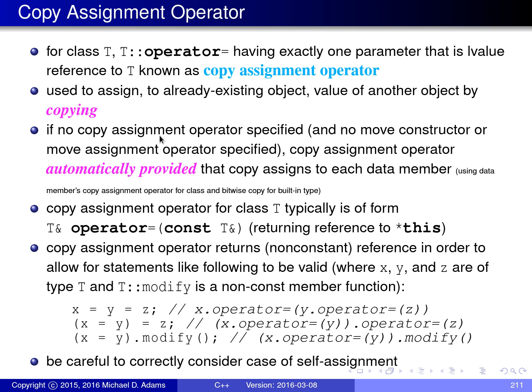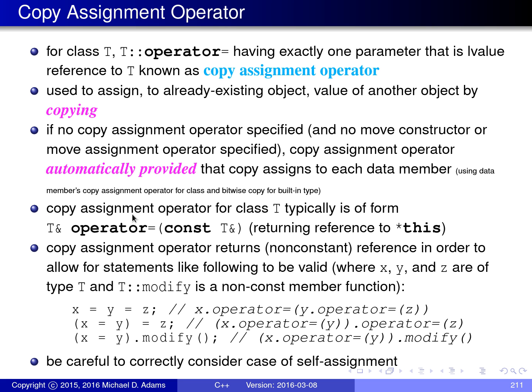Now, if no copy assignment operator is specified and some other conditions are satisfied, namely that there's no move constructor or move assignment operator specified, and we'll talk about move assignment operators shortly, a copy assignment operator is automatically provided by the compiler. And what this automatically provided copy assignment operator does is it copy assigns each data member. So it uses each data member's copy assignment operator to copy it, or for built-in types, it uses a bitwise copy.